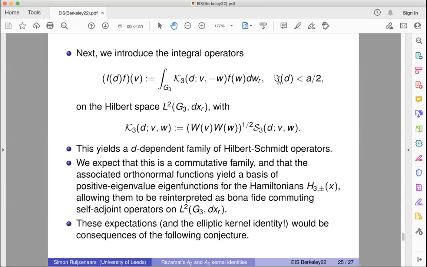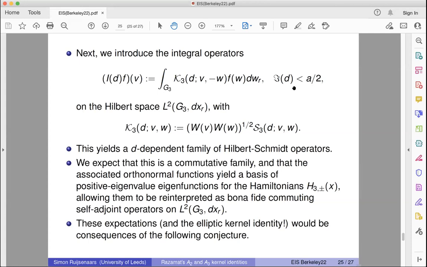And we need to insist that the imaginary part of this arbitrary parameter D be smaller than A on 2. A is the half sum of the scale parameters, right? So that you don't get singularities on the real G3. But that's the only thing you need. And again, then you have square integrability. So square integrability tells you these are Hilbert-Schmidt integral operators.